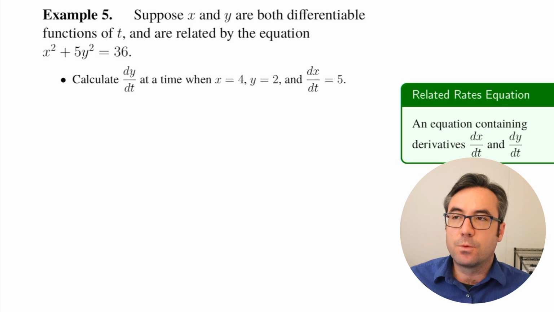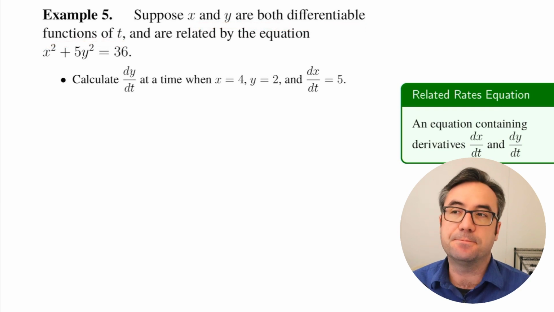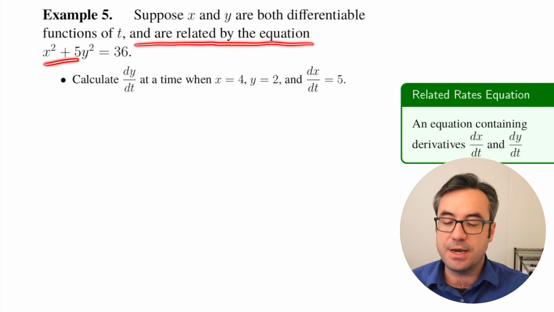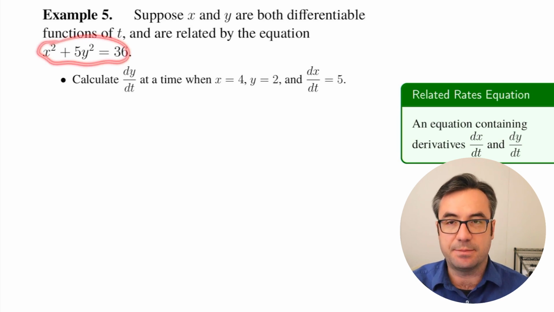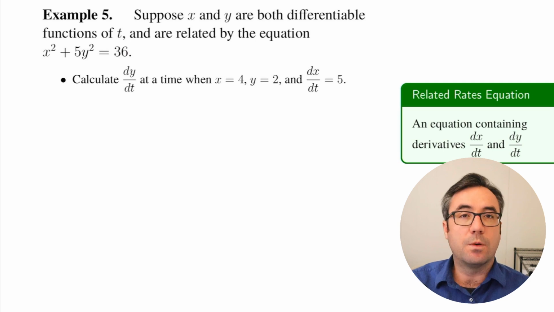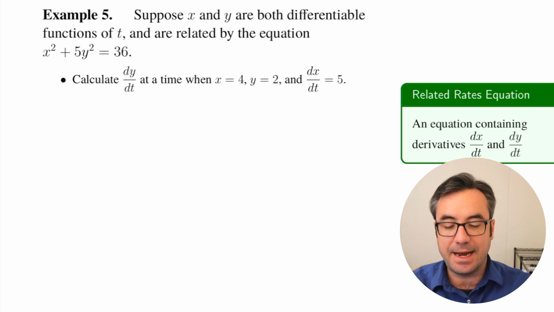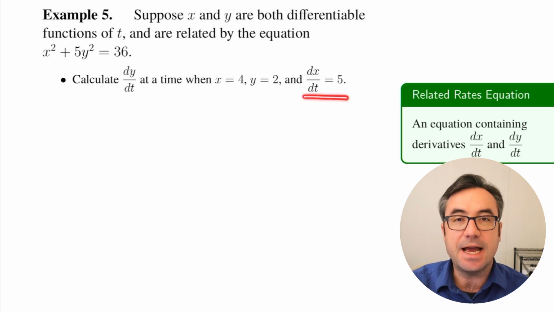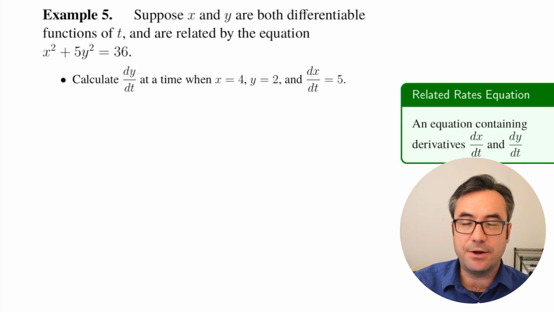Example 5: suppose x and y are both differentiable functions of time t. We also know that x and y are related by this equation, x squared plus 5y squared equals 36. Again, that's giving us the ellipse. We're going to calculate the derivative dy dt at a time when x is equal to 4, y is equal to 2, and dx dt, the x derivative, is equal to 5. So we know three pieces of information here, and we want to figure out what our y derivative is.